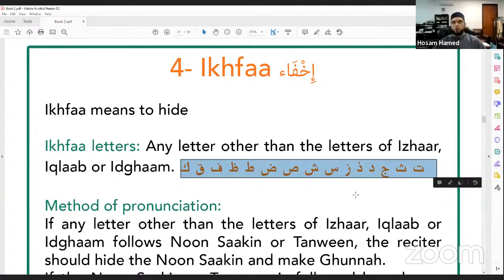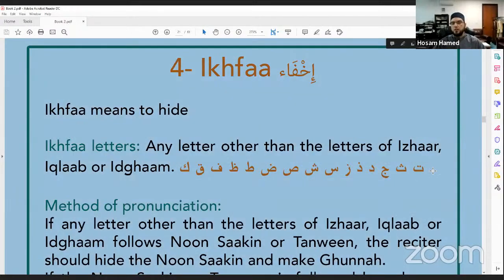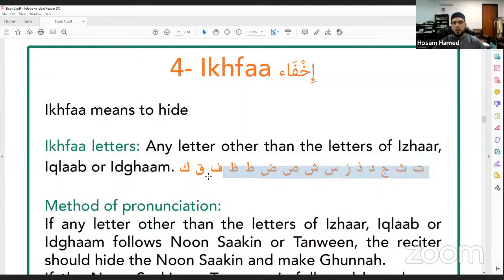Huruf al-ikhfa, of course, here on the screen you find it: التاء الثاء الجيم الدال الذال الزاي السين الشين الصاد الضاد الطاء الظاء الفاء القاف and الكاف.